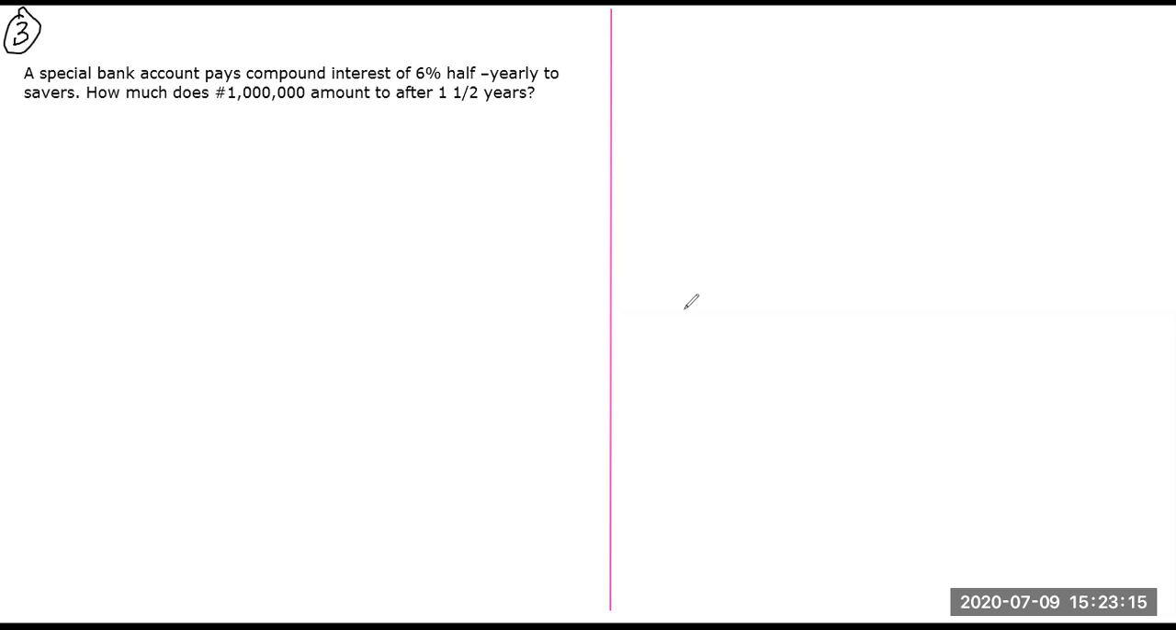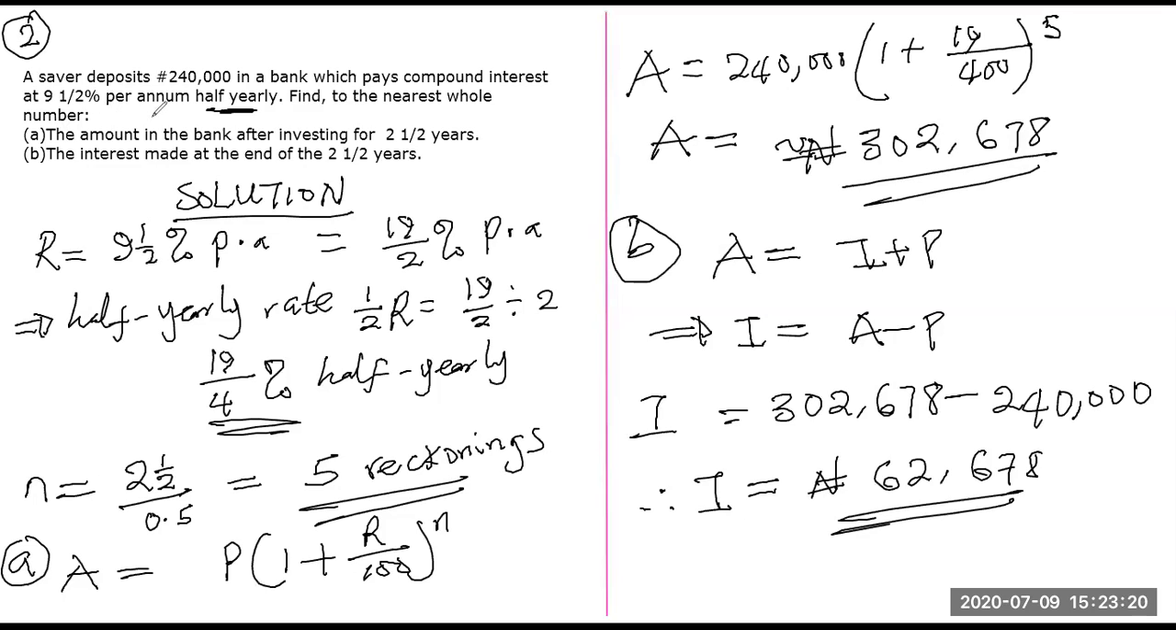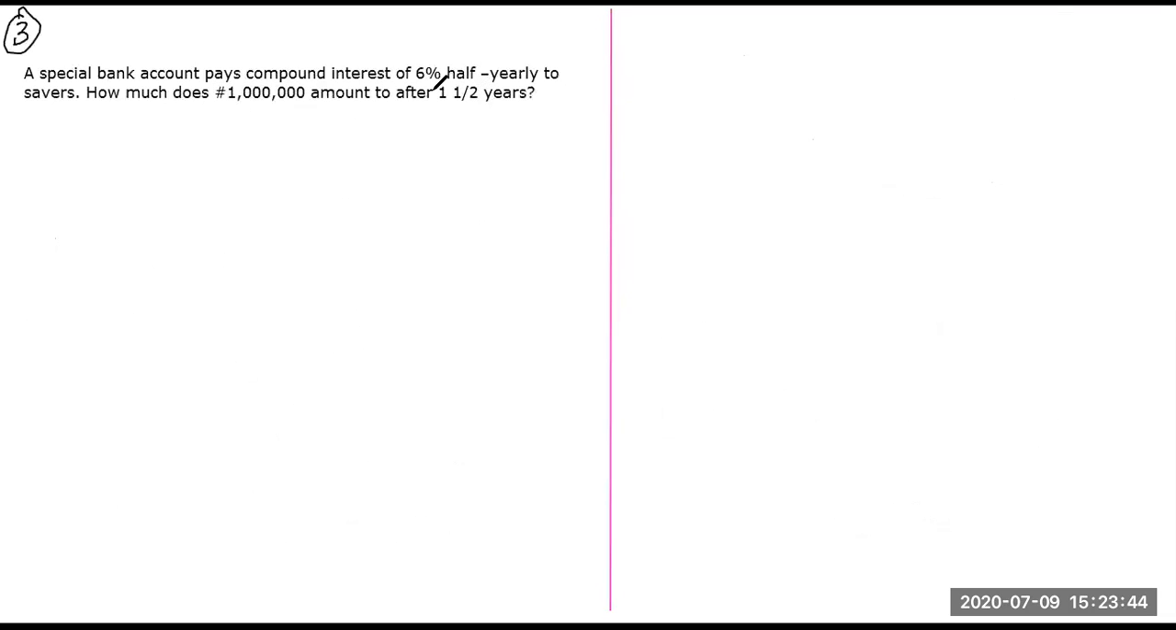Hope that is understood. Now, in the other one, every year, per annum, 9.5% is given, but interest is created every 6 months, every half a year. So that's why we converted it so that it can be compatible with the time the interest is being created. So that shouldn't confuse you. This one is telling you that the interest rate is every 6 months. That is the interest rate.